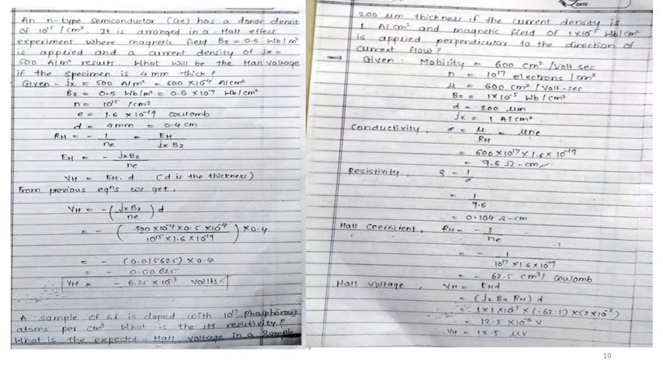You can check the calculations. Resistivity rho is equal to 1 upon conductivity. Then you are getting the resistivity value 0.104 ohm centimeter. Hall coefficient you can write RH is equal to minus 1 upon ne. Then you are getting this value, and finally you are getting the value of Hall voltage, that is VH is equal to 12.5 microvolt.